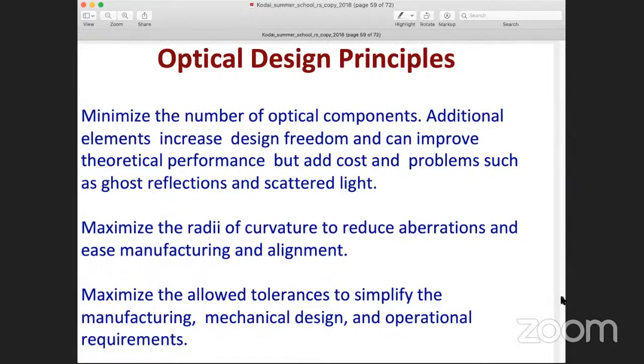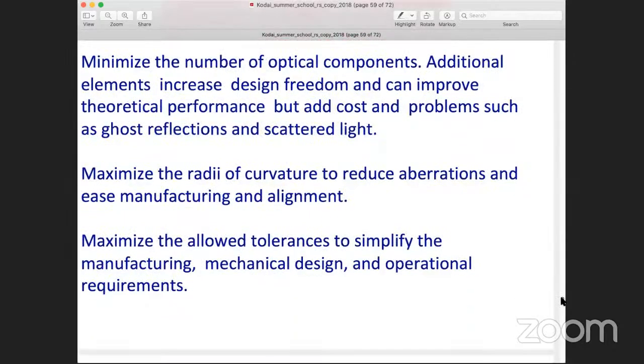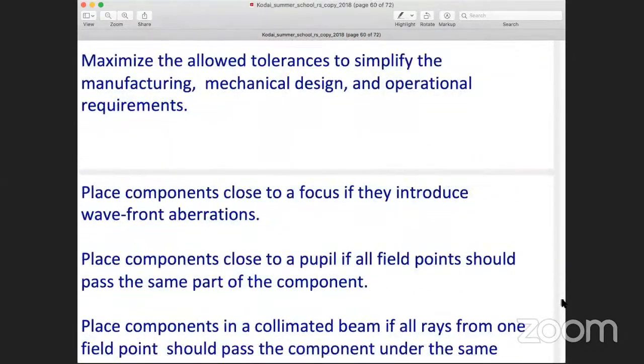The second principle is to maximize the radius of curvature to reduce aberration, because a low radius of curvature will introduce more aberration. Also, if you have a larger radius of curvature for mirrors, then it will be easy to manufacture and align. Maximize the allowed tolerances, simplify them. Tolerances should be maximized so that manufacturing is easy and the operational requirements are easier to meet.